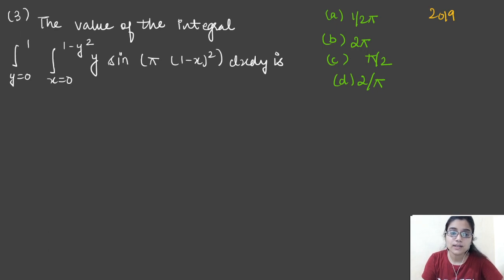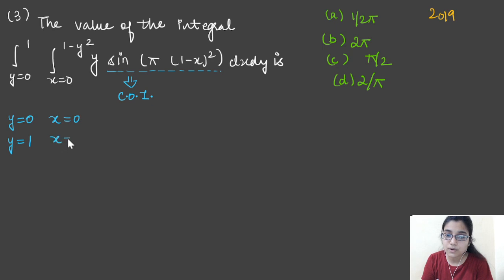The question says we have to find out the value of this integral. If we look at the integral, we have to integrate initially with respect to x, because the limit of x is in terms of y. But it is not possible for me to integrate this term with respect to x. It clearly means this question is from change of order of integration. So what we will do, we'll write down the limits. y is equal to 0, y is equal to 1, x is equal to 0, x is equal to 1 minus y square. Next we'll draw our region of integration.